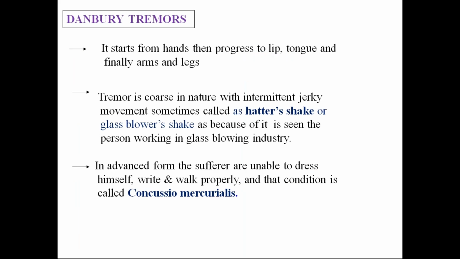What are Danbury tremors? Danbury tremors start in the hands as coarse tremors, and then they progress to the lips and tongue, and finally to the arms and legs. So Danbury tremors travel from the periphery to the central.